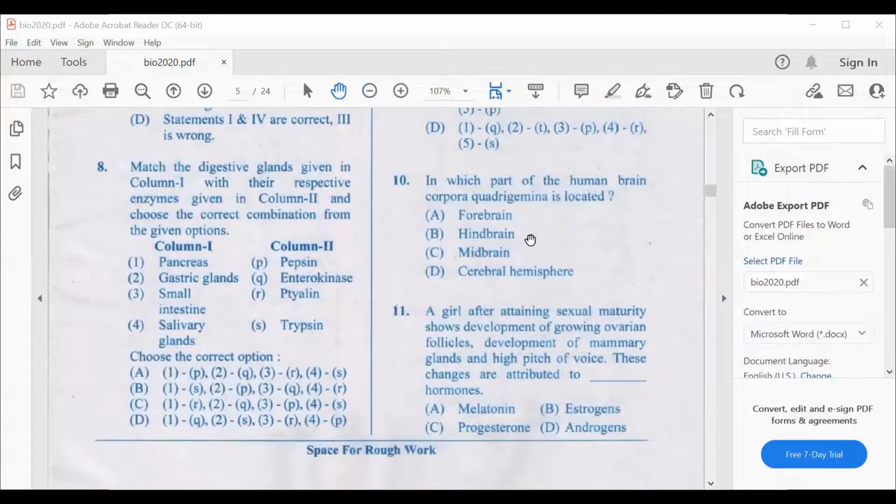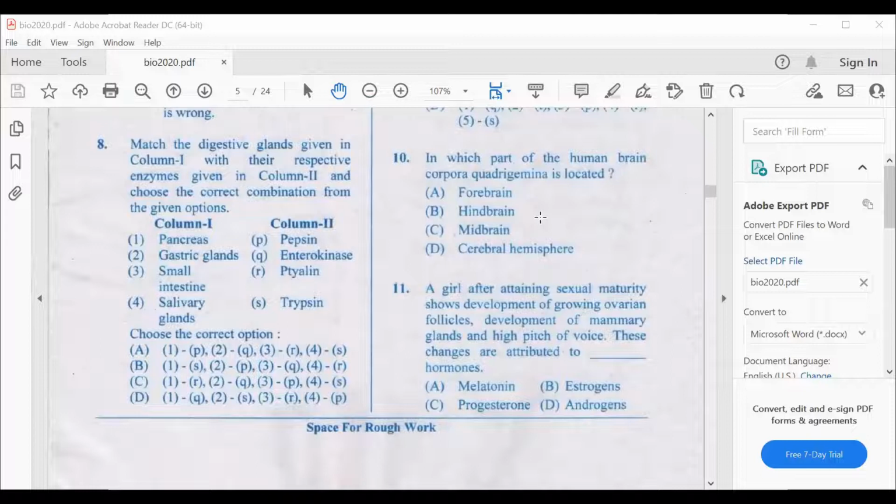The 11th question goes like this. A girl after attaining sexual maturity shows development of growing ovarian follicles, development of mammary glands and high pitch of voice. These changes are attributed to the action of which hormone? So in a girl attaining sexual maturity, ovarian follicles start to form and grow, then mammary glands develop, and the voice becomes high pitched. So which hormone causes all this, they have asked.